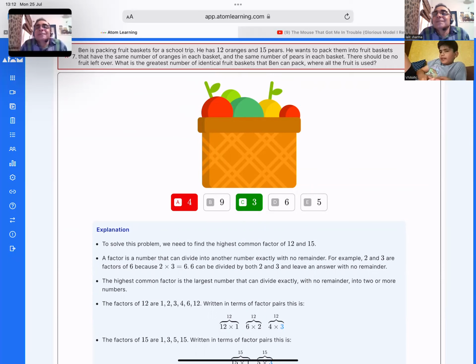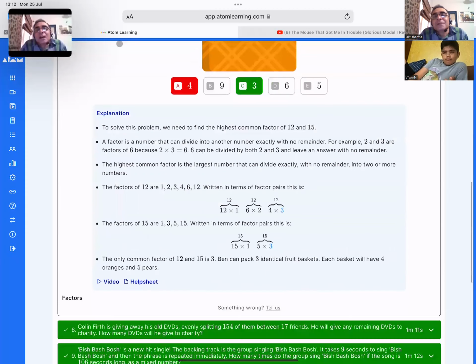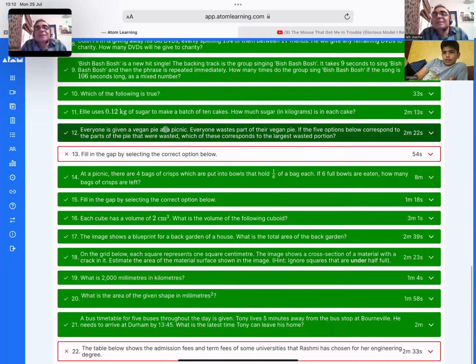I was like, 3 times 4 is 12. Then I thought like 4 in each basket and 5 pears in each. It was easy to find, oranges, HCF. So now let's go to the next.